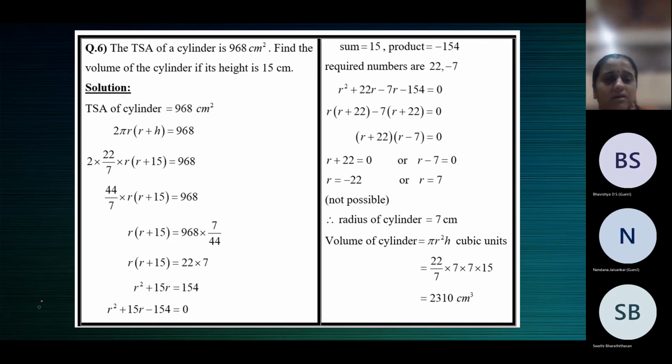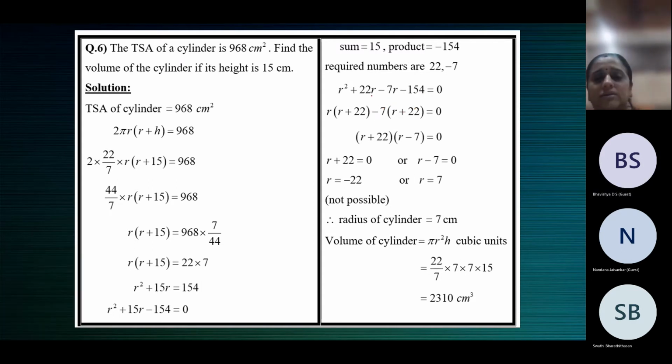See here. Group these two terms. We took R common. R into R is R square. R into plus 22 is plus 22R. Then bring down the minus sign as it is. Now, what's common between these two? 7 is common. So 7 into R, minus 7R. Minus into plus is minus. There's a minus 154 here. So how will you get minus 154? Minus into plus is minus, and 7 twos are 154.